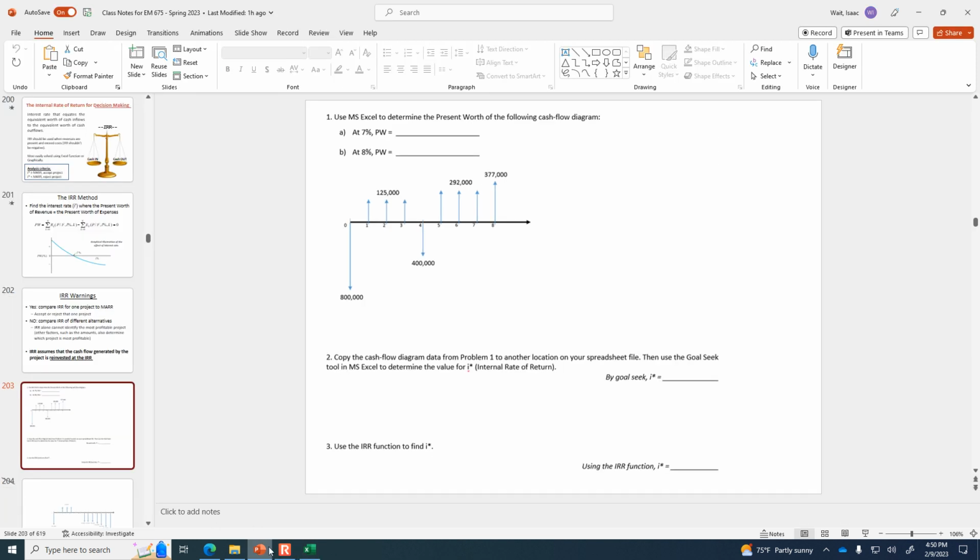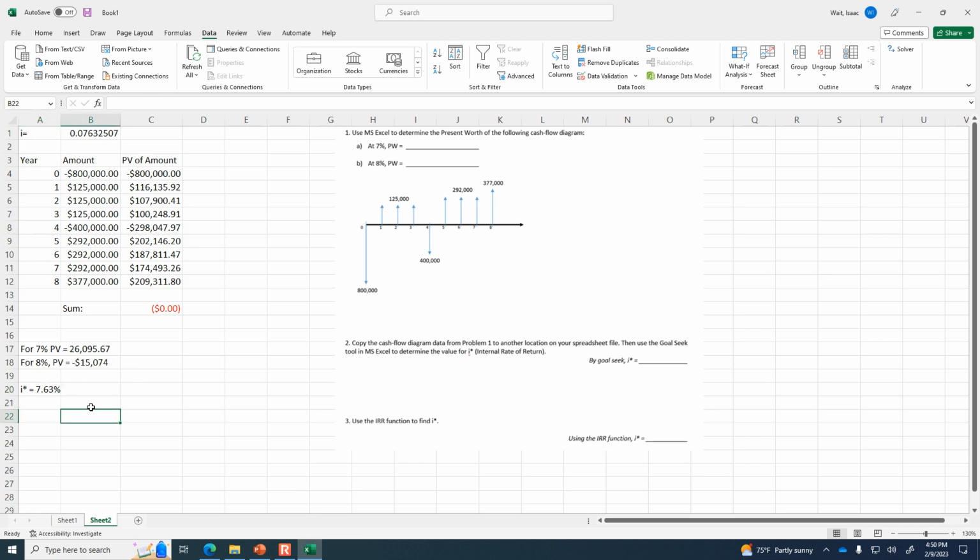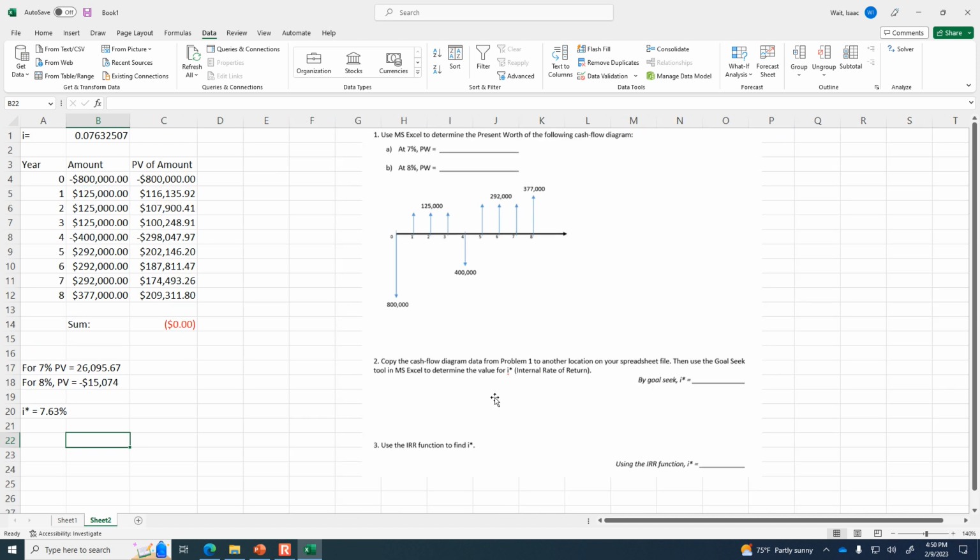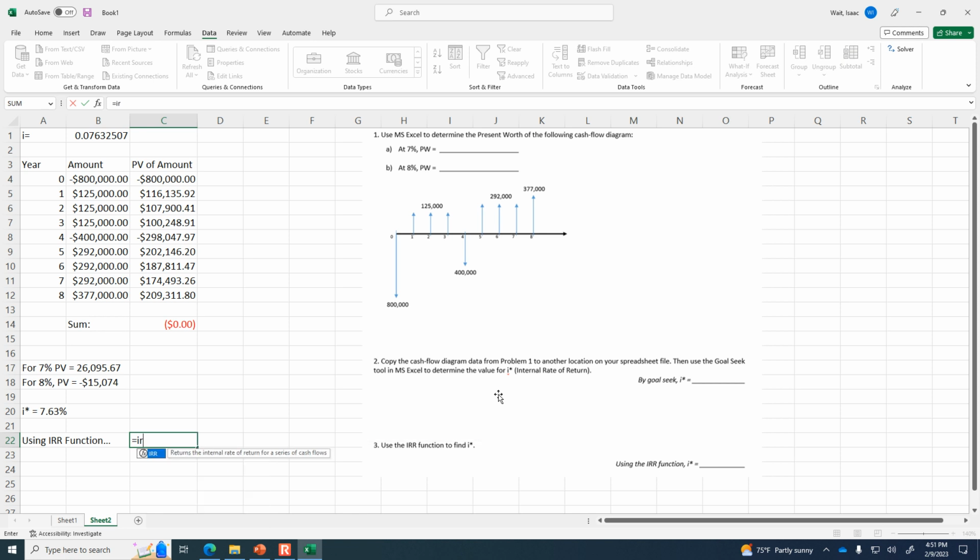Now the handout says here, use the IRR function to find I star. So there's a function called IRR. Anytime there's a new function, even if you've never used it before, Excel will give you little hints. So let's try using the IRR function. Equals IRR and parentheses. Now it's just asking for all of the values, so select the amounts, not the PV of amounts, just the amounts.